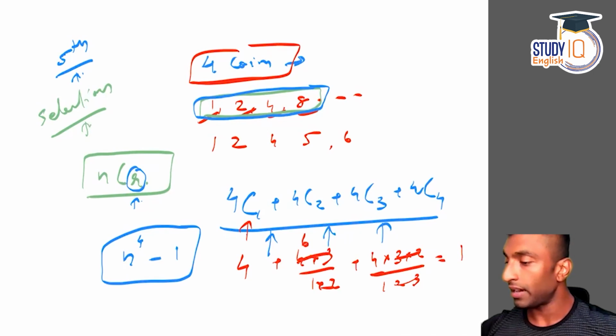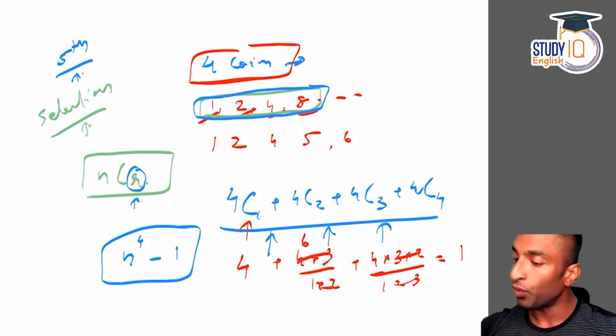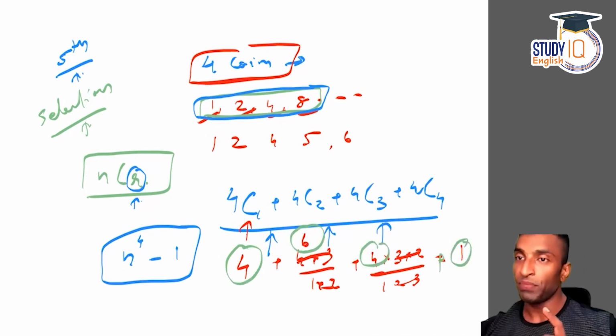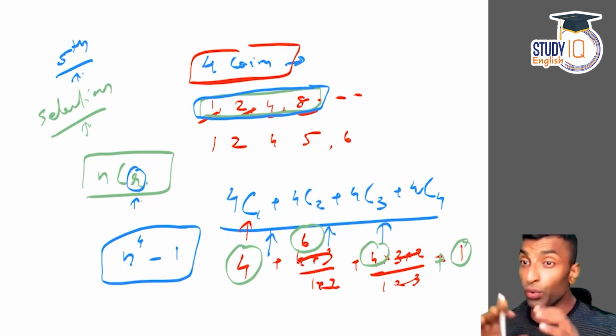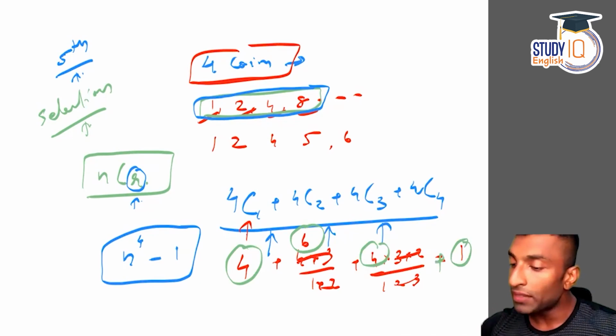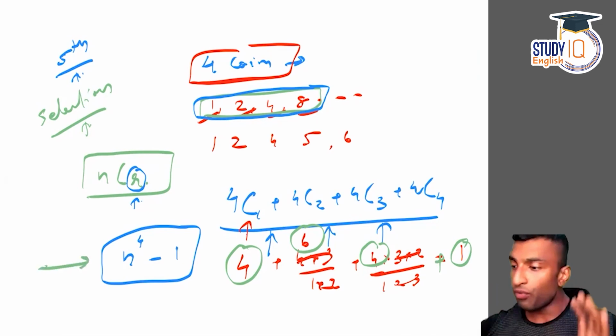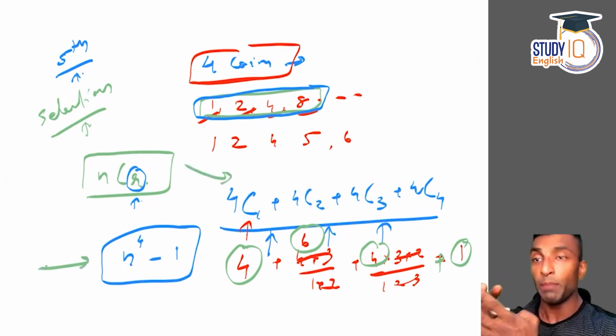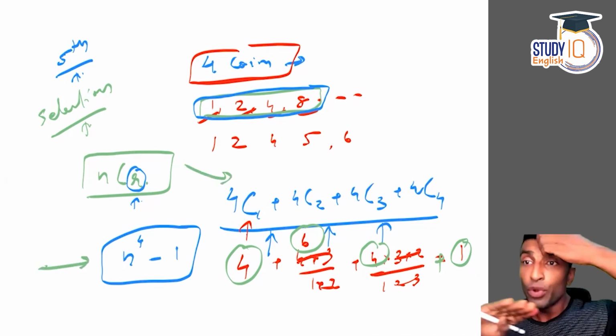Things are clear now, right? What is your answer? 4 plus 6 is 10. 10 plus 4 is 14. 14 plus 1 is 15. Now, how would you get this 15 otherwise? You apply this formula, you'll get it. But do you really want to solve it this way? Selection of 1 at a time, 2 at a time, 3 at a time, 4 at a time, 5 at a time, 6 at a time. No need to do that.